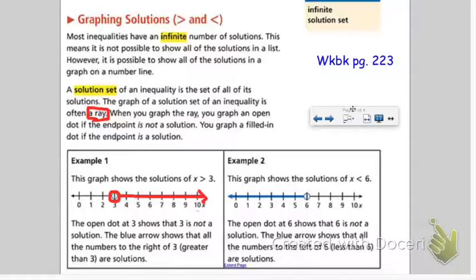Example 2, same idea. This time x is less than 6. So let's think about that. If x is less than 6, that means x could be 5, x could be 4, x could be 3, x could be negative 100. There's a lot of different solutions for x. So when I graph it, again, I'm going to use the open circle on 6 because I'm saying 6 is not a solution. 6 is not included in the solution set. But this bold-faced line shows you all the numbers that are included. 5 is included, 4 is included, 3 is included, 0 is included, and anything to the left of 0, even the negative numbers, are included. They are possible solutions of the inequality x is less than 6.